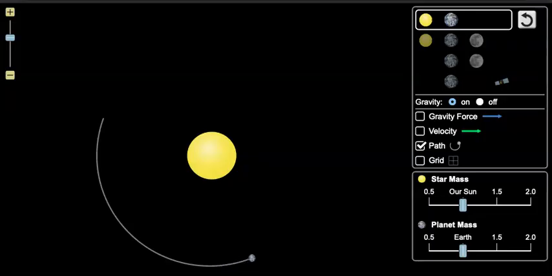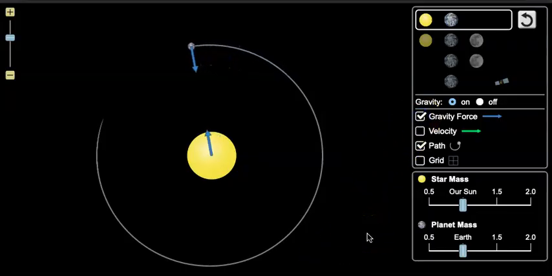What we have here is a single planet orbiting a single star. The planet is kept in orbit by the gravitational attraction between the Sun and the planet. That force points from roughly the center of each object to the center of the other object, no matter where the planet is in its orbit.